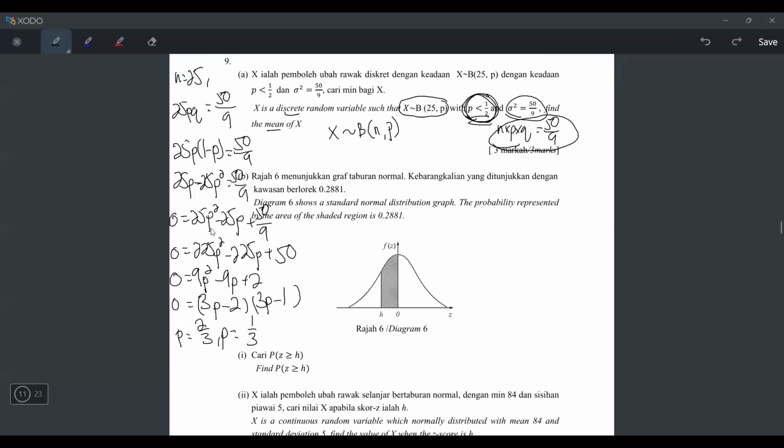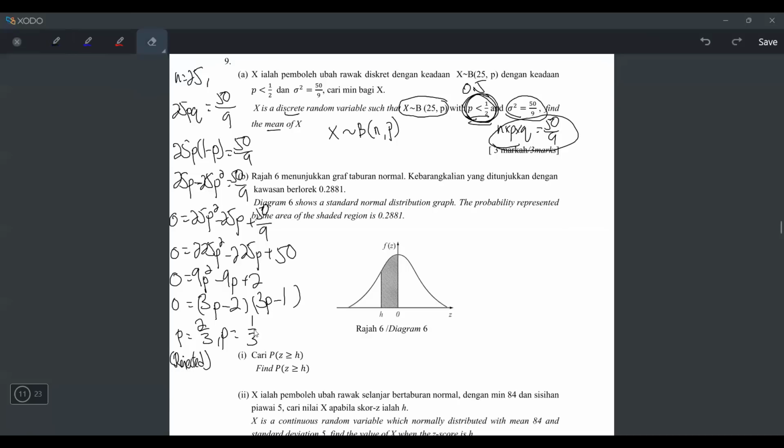It means which answer I will reject here. I will reject the 2 over 3, so I'll write rejected here. Because 2 over 3 is actually 0.66666, and 0.666 is bigger than 1 over 2, because 1 over 2 is 0.5. That is why I reject this.